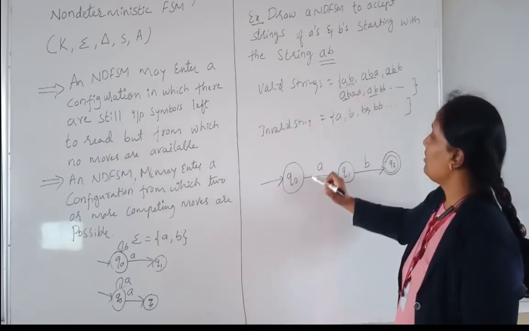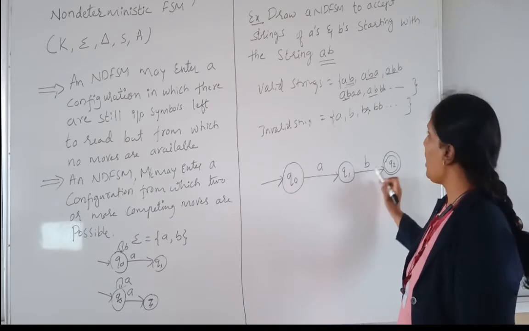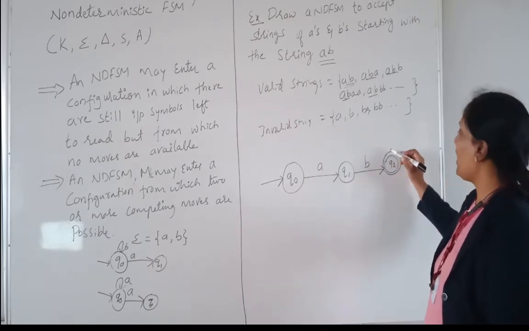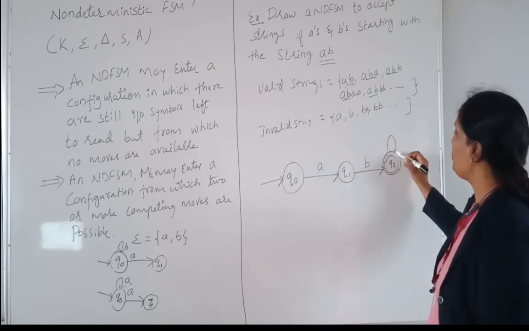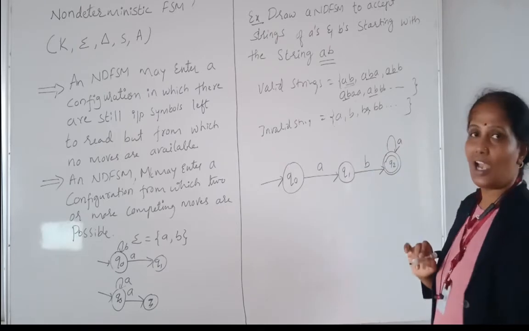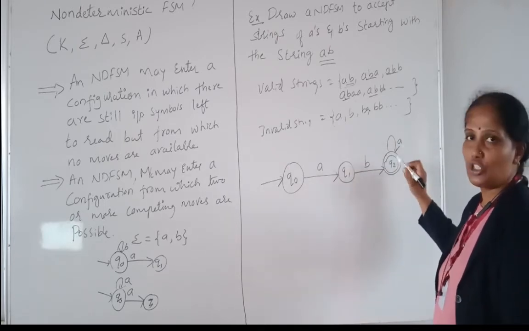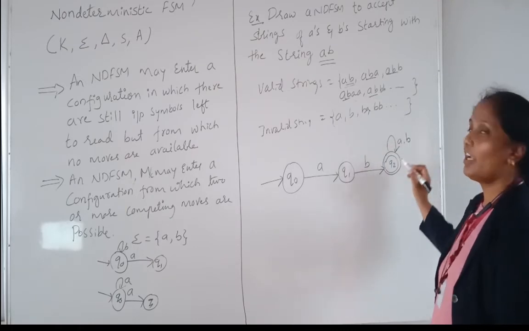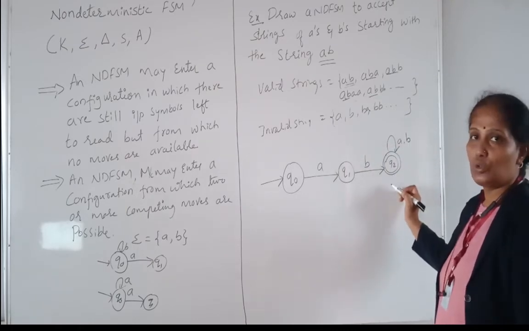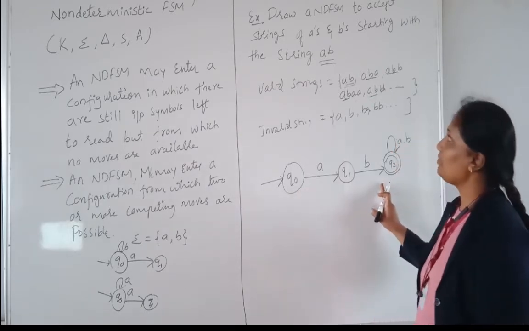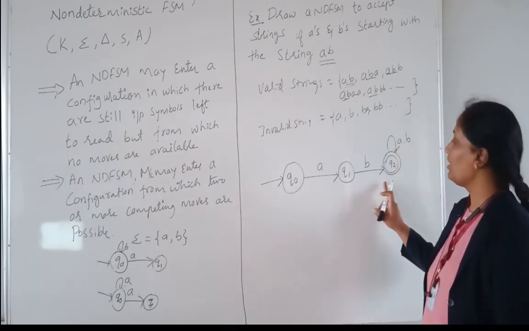Every string starts with AB. After that, it may have any number of A's and any number of B's. I can show that by taking a loop on this Q2 state. If I write A here, it accepts 0 or any number of A's. Next, 0 or any number of B's it will accept, and it will remain in the Q2 state. So this is an NDFSM which accepts the strings starting with AB.